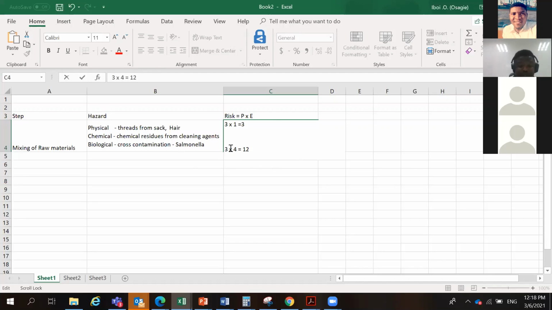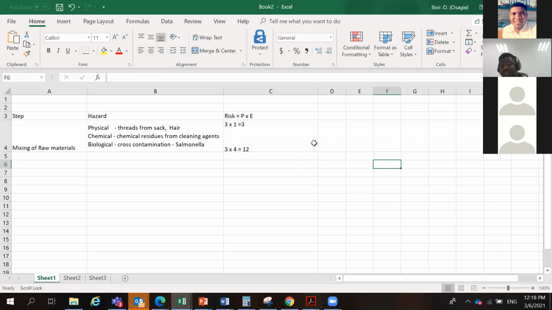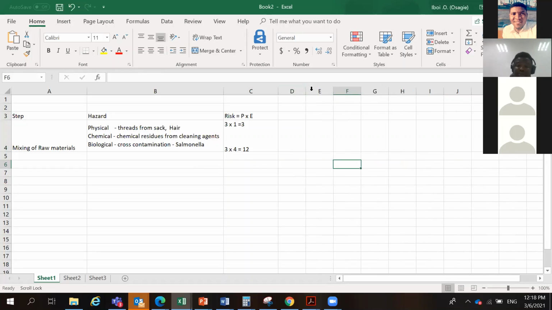So you can see that for this one it's very, very high. It's a high risk. So you will do the same for chemical residue. You can see how you get your risk, how we calculate the risk. You understand?